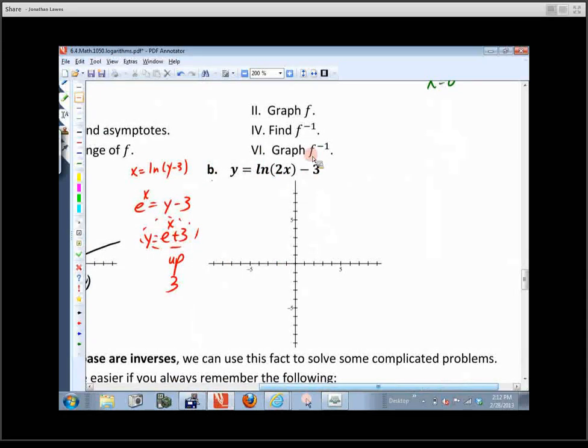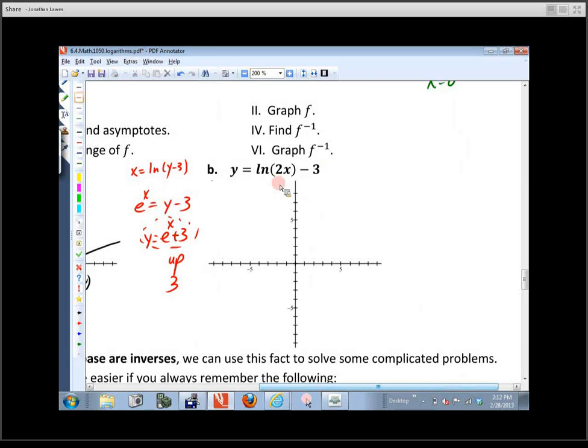Okay? Let's take a look at this problem right here. And again, I'm going to do the same thing on this one. This one's slightly more difficult. Do you remember what multiplying x by 2 does to the graph? Yeah, it's horizontal for sure. You'd think multiplying by 2 would stretch it. It shrinks it. Okay? And what does subtracting 3 do?